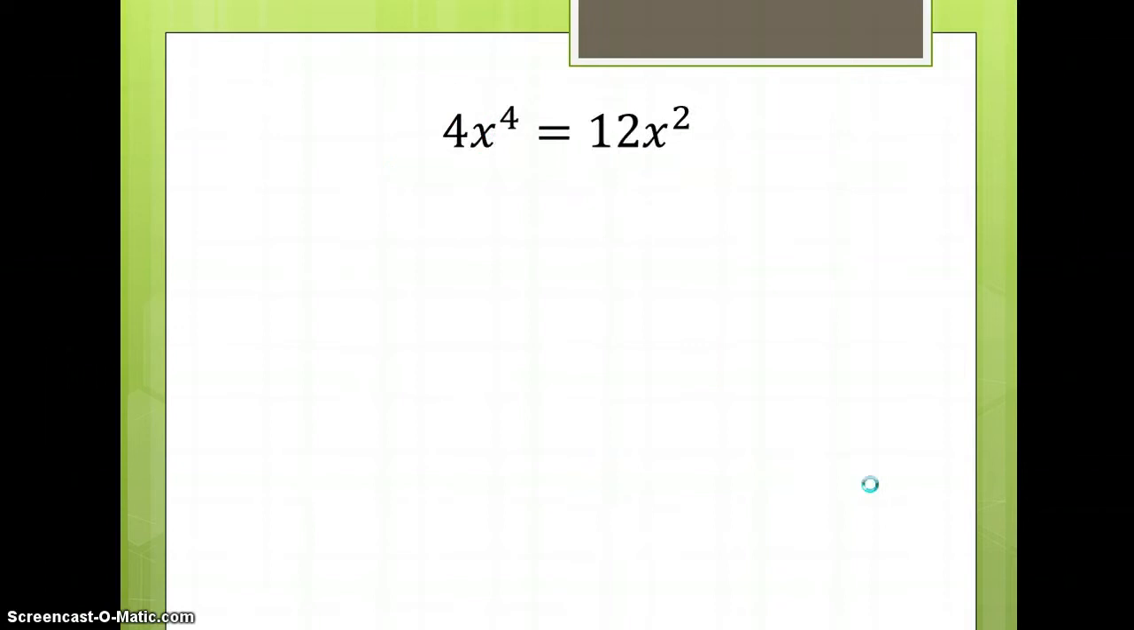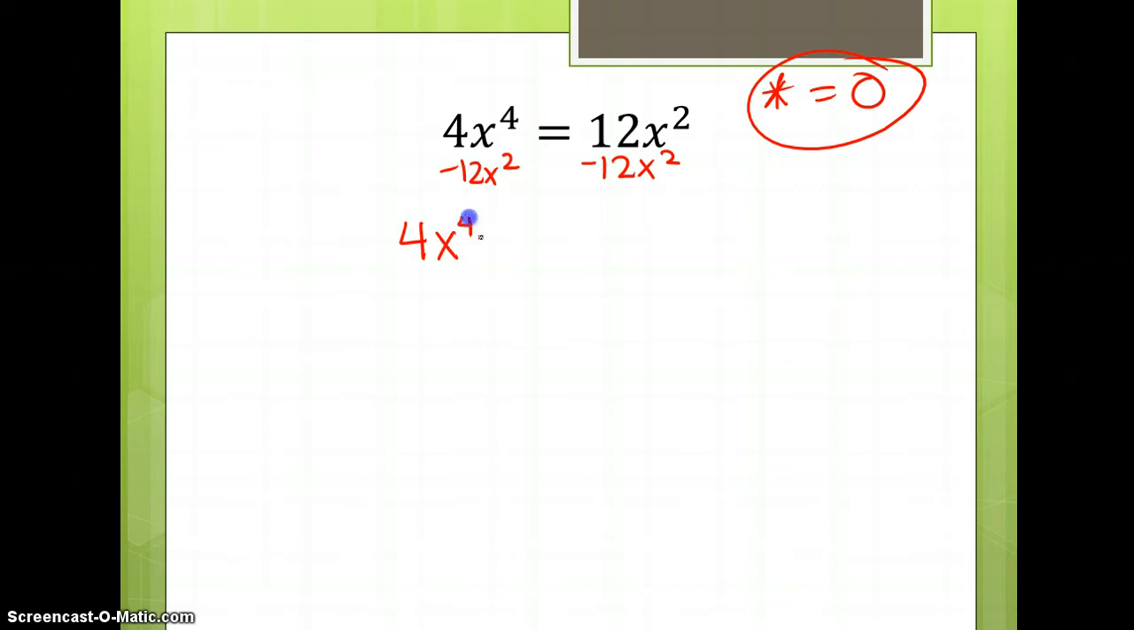Well, substitution isn't going to work on every single problem we approach. So something that looks like this, we're still looking to make it a problem that we can factor. So we still have to follow the same basic rules of getting equal to 0 on one side. That has to be your focus. You have to get equal 0. So if we subtract 12x squared from both sides, we get 4x to the fourth minus 12x squared equals 0.